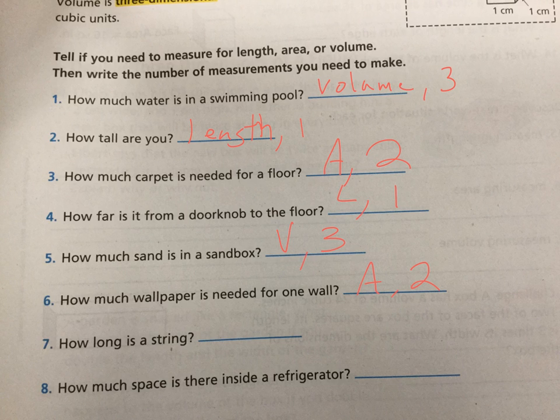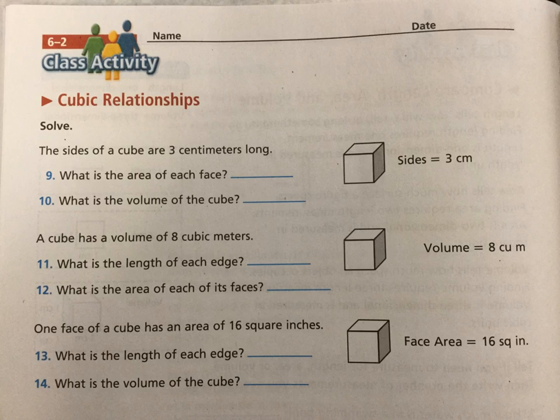How long is a string? Long is length, 1 measurement. How much space is there inside a refrigerator? That is volume. 3 measurements, length, width, and height of the inside of the refrigerator. All right, hope you understand when to use which one now, and it's based on how many dimensions, how many measurements you have to take. Now let's practice. Turn in your books, page 236.